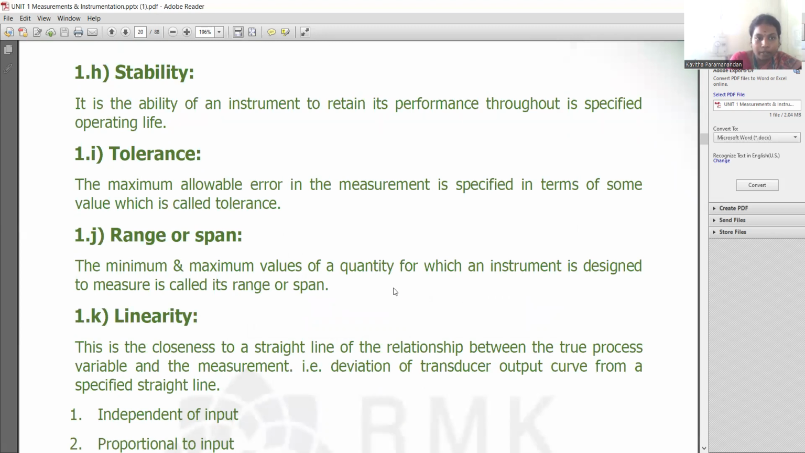As in the case of stability, it is the ability of the instrument to regain its initial conditions even in case of any disturbances. For example, any switching disturbances, a sudden increase in load, or a sudden cutoff of load, whatever it is, the instrument needs to be very stable.